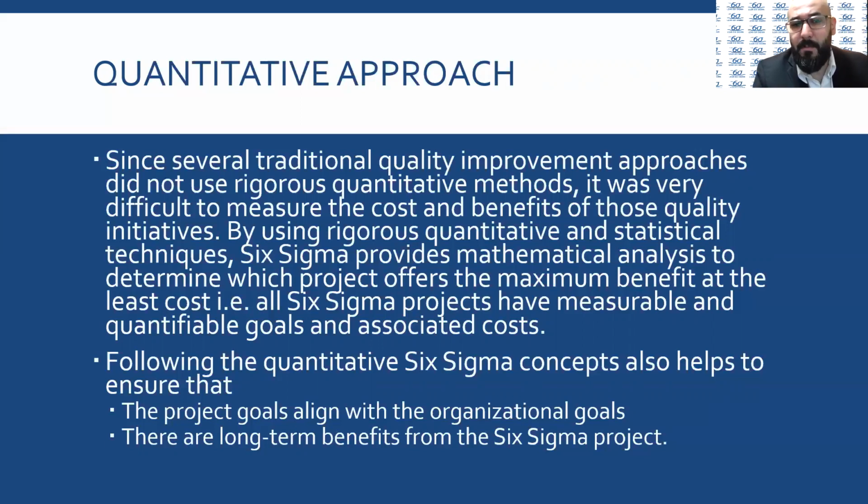This is another aspect of the Six Sigma. Six Sigma projects have measurable and quantifiable goals and associated costs. Whether we call them SMART goals or measurable goals, these all fit into Lean Six Sigma and Six Sigma in particular. Six Sigma is directed, with links to the goals and links to the initiatives, so no effort will go without benefit. Following this data-driven technique helps ensure the project goals align with the organizational goals. There are long-term benefits as well. We're not looking at just the short-term benefits, but the long-term benefits in order to achieve.